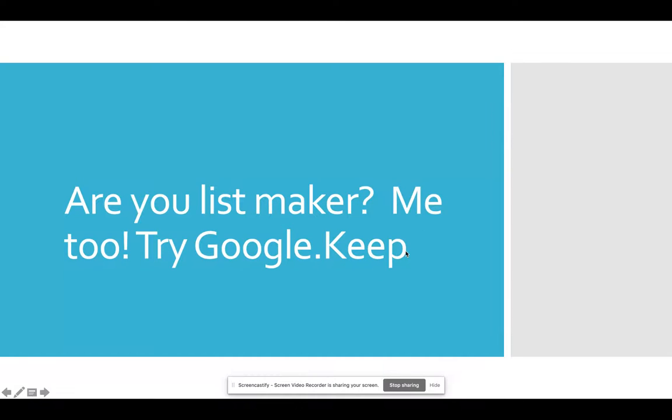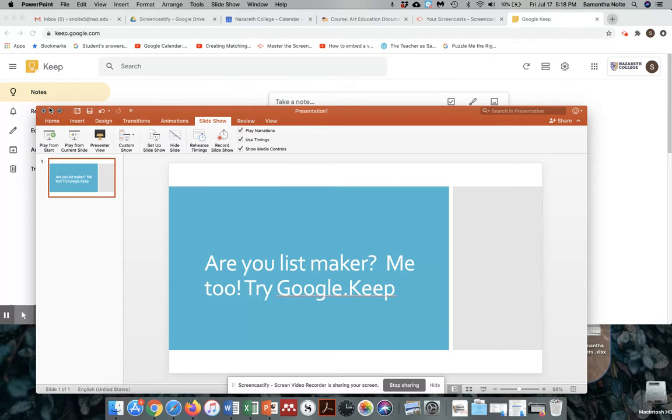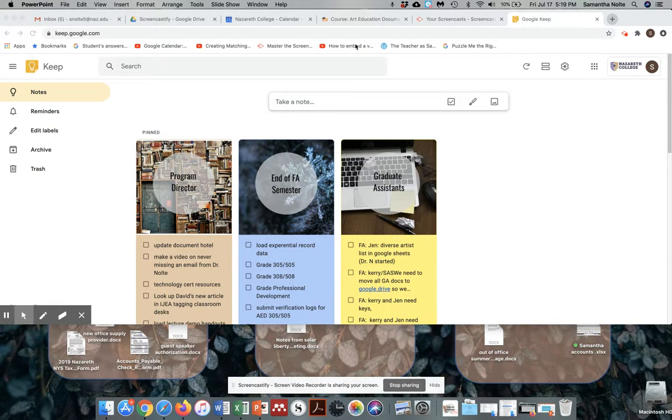Are you a list maker? Me too. In this video, I want to talk about Google Keep. Google Keep is one of the lesser known apps in the Google Suite that's available to you free through your email. It's available at keep.google.com, and it's just a taskmaster kind of an app where you can make post-its and lists.